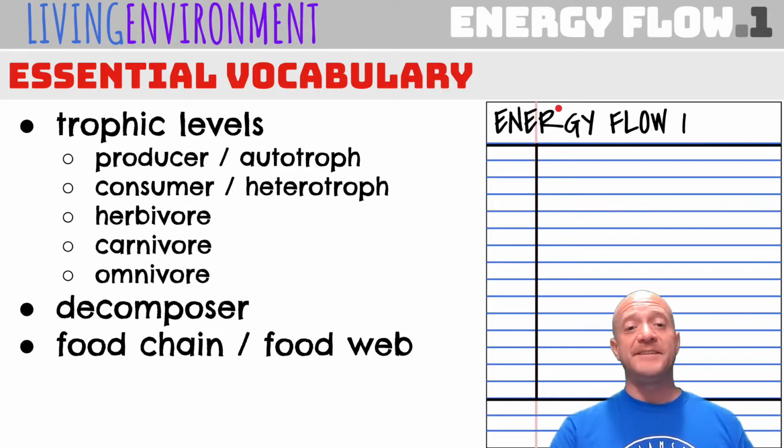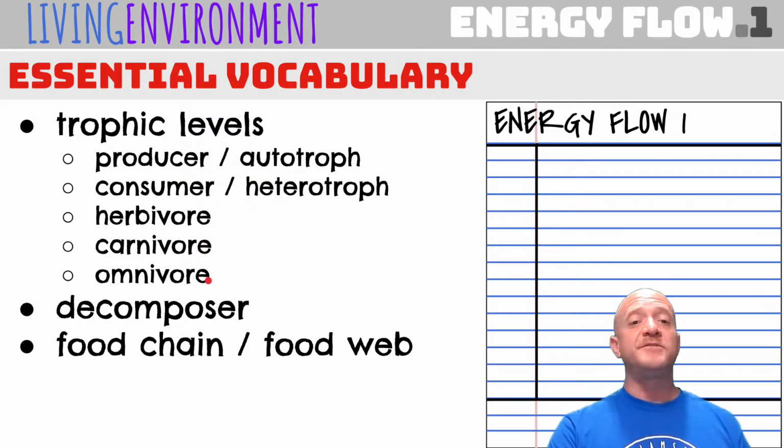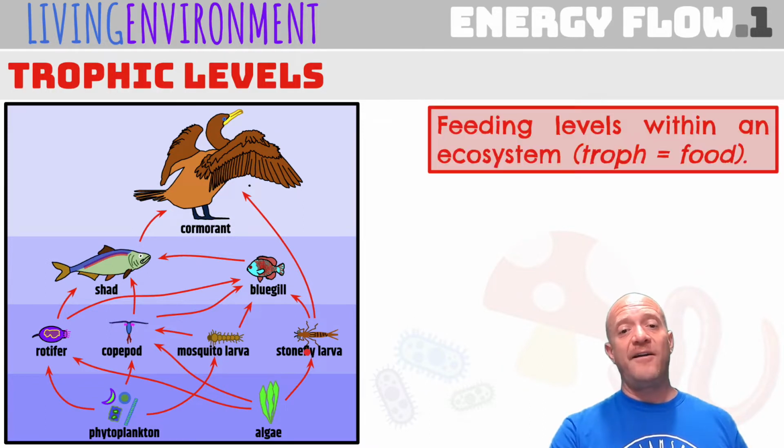Today we will be discussing trophic levels. And in that we'll be discussing producer, autotroph, consumer, heterotroph, herbivore, carnivore, omnivore. We'll also be discussing decomposers and food chain and food web. So trophic levels, simply put, are the feeding levels within an ecosystem. And troph simply means food.